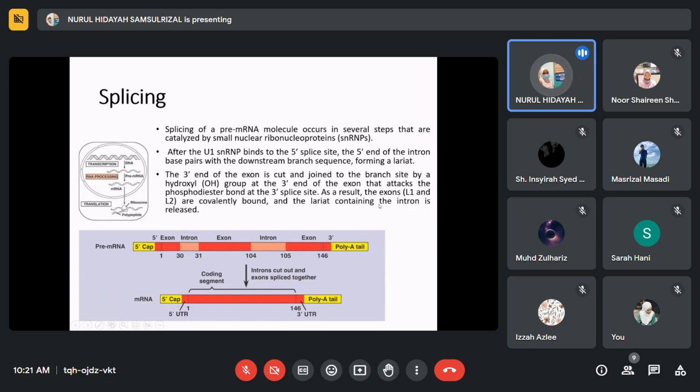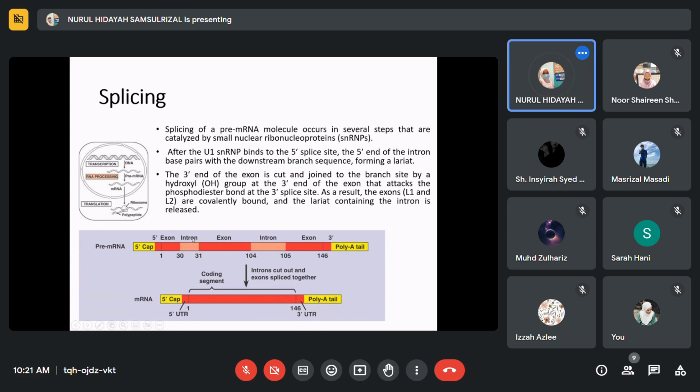And yang lain tu akan dalam bentuk intron kita tu, it will form the lariat. The lariat containing the intron is released. Dia akan bentuk dalam lariat and it will be released. So maksudnya kalau kat sini we have 5 prime, we have 5 prime kat sini and the 3 prime akan melekat each other untuk buat lariat.